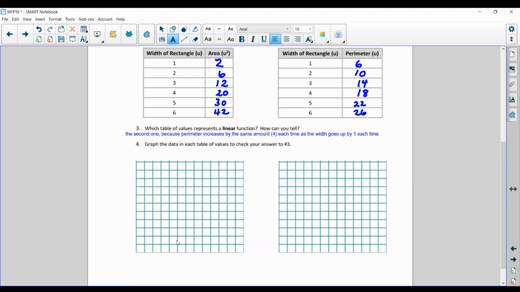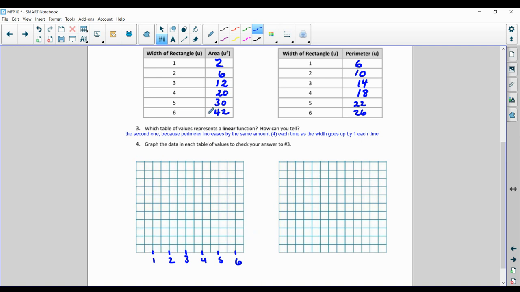So on the left, we're going to graph our information from the left. On the bottom, we need to go from 1 to 6. We've got lots of room here. So I think I'm going to say that every 2 tick marks is going to be a change in width. So we're going to say that's 1, that's 2, 3, 4, 5, and 6. That way it's nice and spread. I got lots of room.